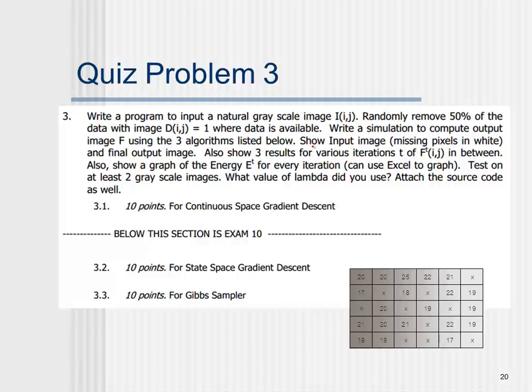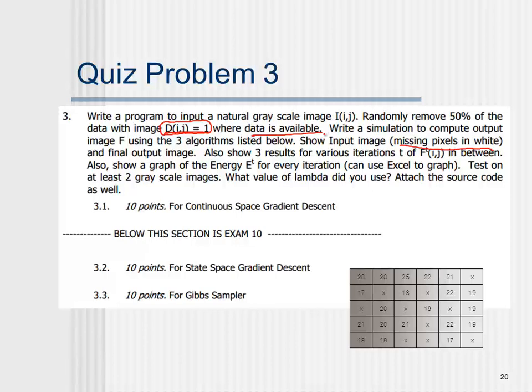You basically show the missing pixels as white. You take away half the pixels, but randomly, okay? And you take a nice picture, and wherever you took the pixels out, you set dij equal to 0 there. Dij equals 1 are for the pixels where data is available.